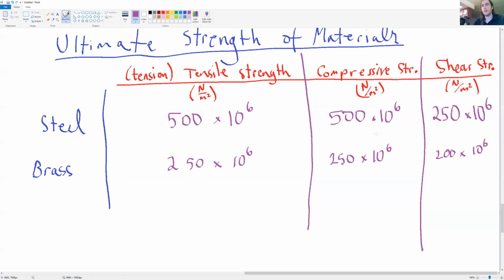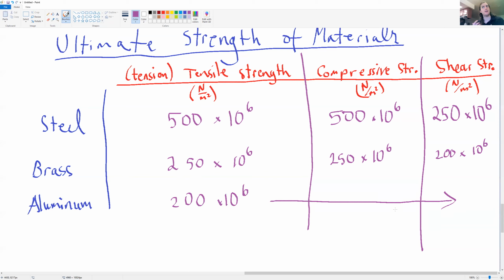And then interestingly, we have aluminum, which is the same in all three here. So aluminum, it's 200 times 10 to the 6 all across the board here. So 200 times 10 to the 6, tension, compression, and shear, it's all the same. Okay.